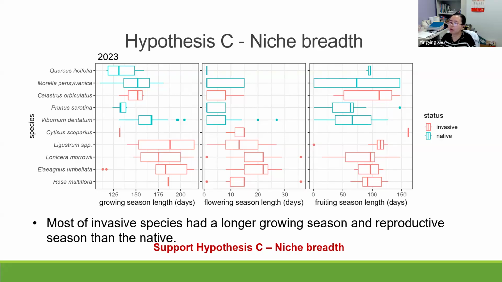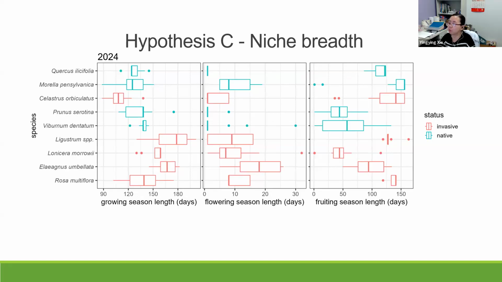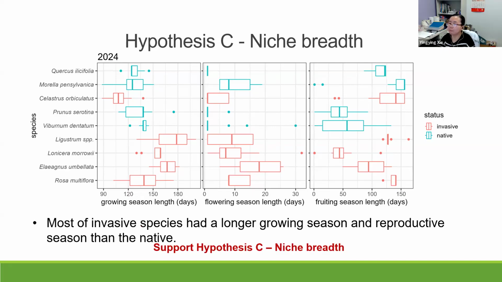And I think I also have the data from 2024. We do have very similar results. Invasive species do have a longer growing season, a longer flowering season, and for some species, a longer fruiting season. So I think so far those are the results from the ground observation.